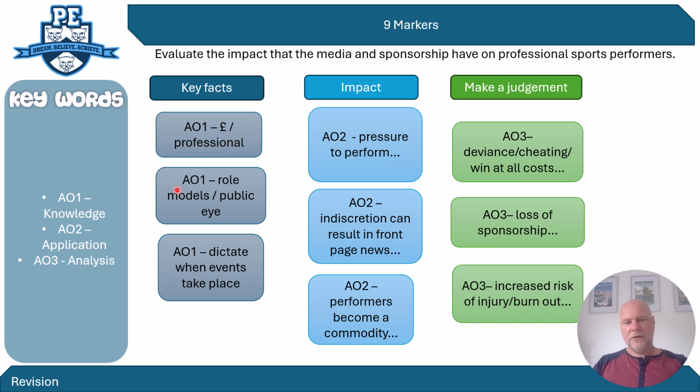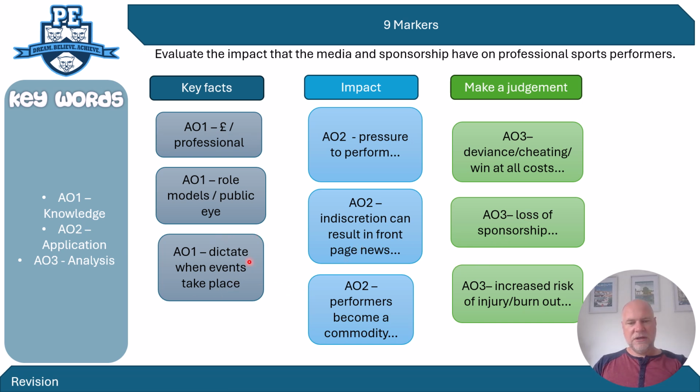If they're in the public eye, we talked about this in AO1, any indiscretion can result in sensational news. It can be a lack of privacy. They're in the media, so anything that someone does wrong when they're constantly in the media can ultimately result in their loss of sponsorship, loss of funding, and loss of their income.